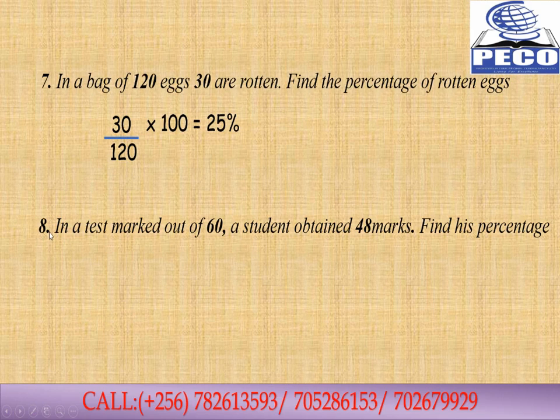Check this word problem. In a test marked out of 60, maybe a student has scored 40 out of 60, 20 out of 60, say 17 out of 60. So we have that in a test marked out of 60, a student obtained 48 marks. Find his percentage mark. So a student scored 48 out of 60. In other words, express 48 as a percentage of 60. So 48 out of 60 times 100, and that will give us 80%.